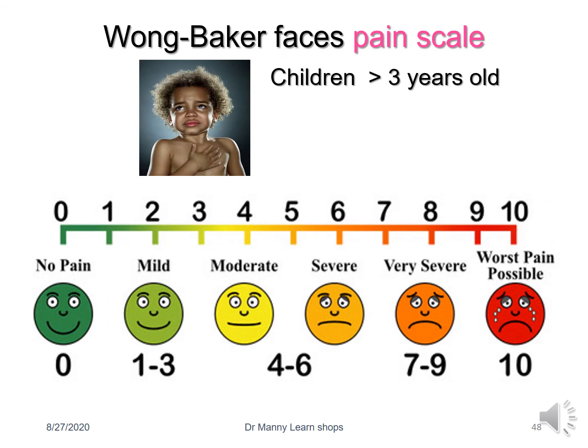Then there's the Wong-Baker Faces pain scale, and this is for children that are at least 3 to 4 years of age who can sort of identify with the faces. So a smiley face would be indicated as no pain, and an unhappy crying face could be indicated as the worst possible pain. And the child's face doesn't have to correlate with the picture. It's their subjective experience related to the pain that they're experiencing.